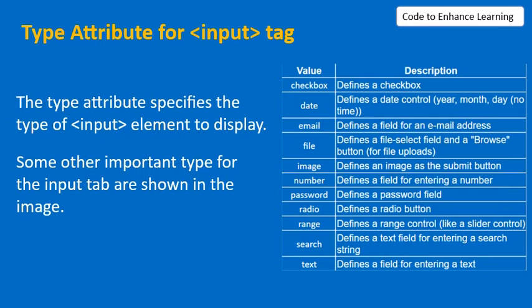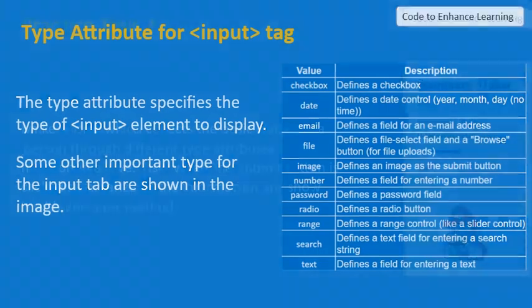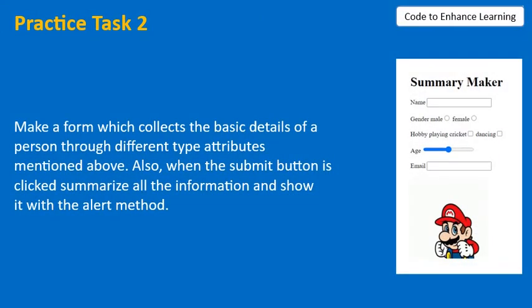Now let's use some of them in our website. So pause the video right here, and what I want you to do is make a form which collects the basic data of a person through different types of input attributes as discussed above. Also, when the submit button is clicked, summarize all the information and show it with the alert method.